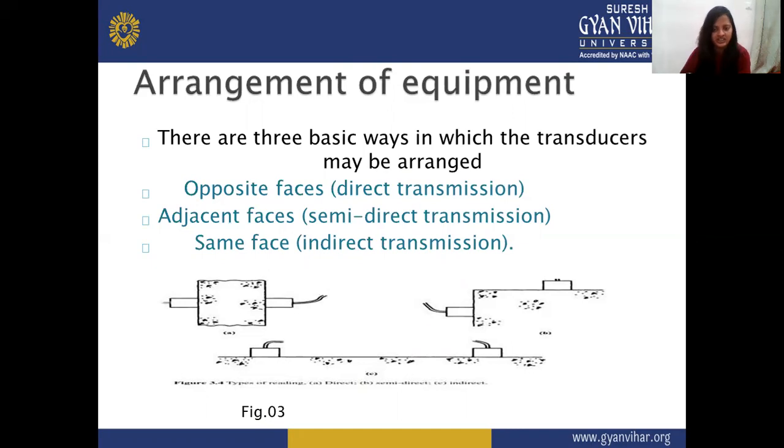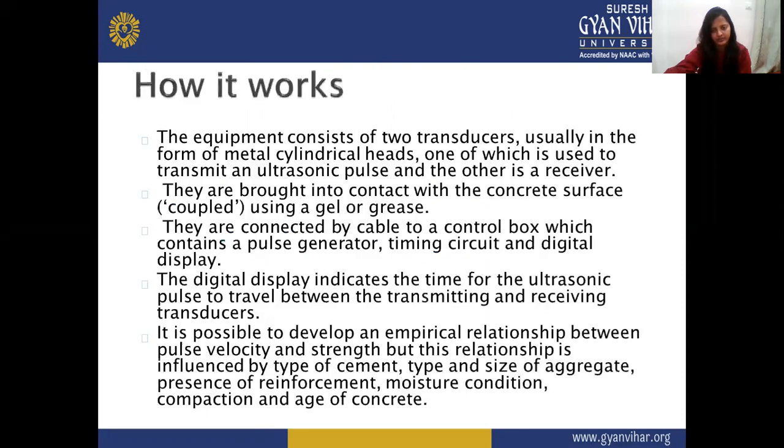For adjacent phases or semi-direct transmission, we can see in the second picture. There, the transmitter and the receiver are placed on the adjacent phases or sides of the cube, and there is another indirect transmission method where both the transmitter and receiver are placed on the same side of the structure.